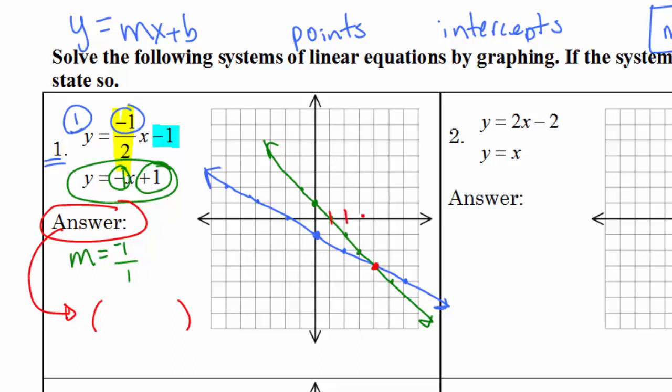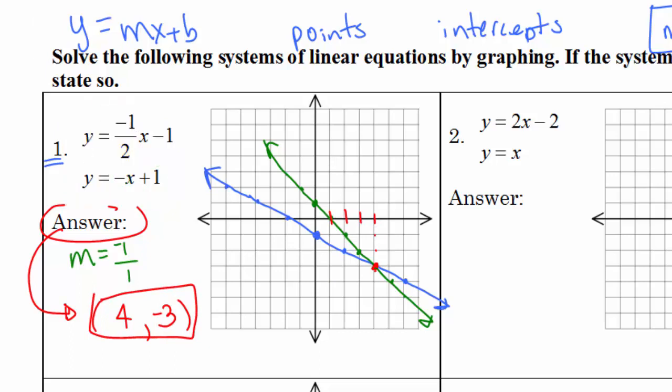So let's see, 1, 2, 3, 4, and down 1, 2, 3. How could I check that? I can check it by putting in 4 for x and see would that equal negative 3. Negative 1/2 times 4 is negative 2, minus 1 is negative 3, because that's my y value. And if I put x as 4 there and I go negative 4 plus 1, is that negative 3? Yes. That is my solution because it works in both lines.